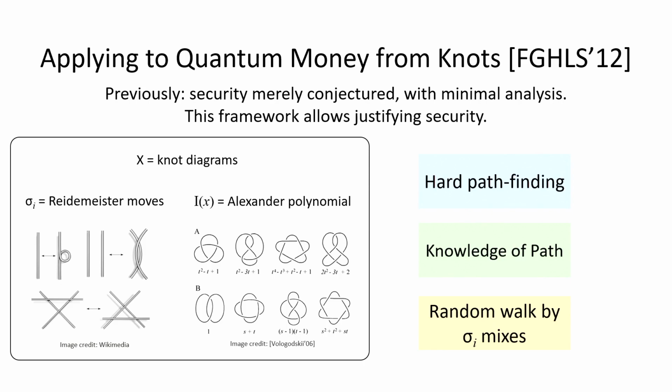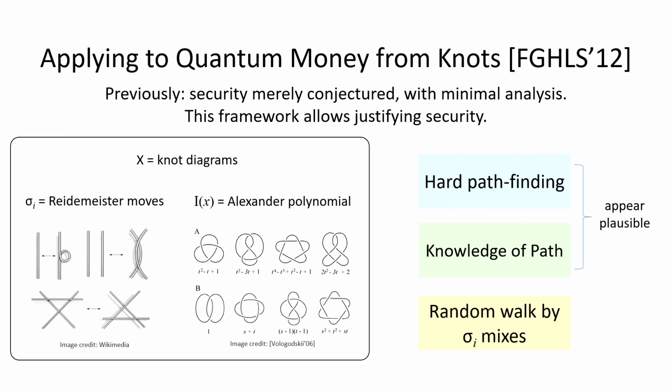And so this candidate construction is secure if these three sufficient conditions that we mentioned are all met. The hardness of pathfinding here is just the task of finding a path of Reidemeister moves that goes from one presentation of a knot to another presentation of the same knot.